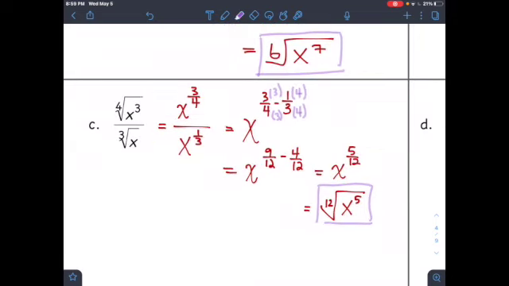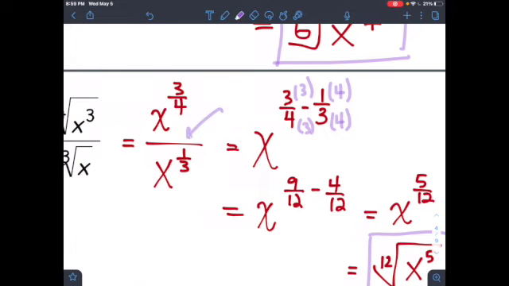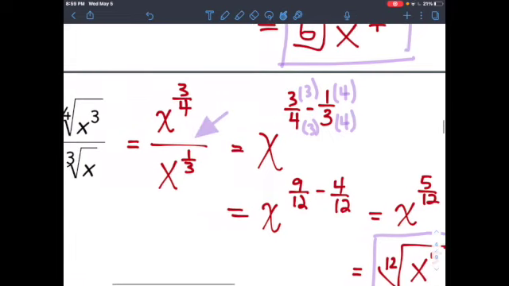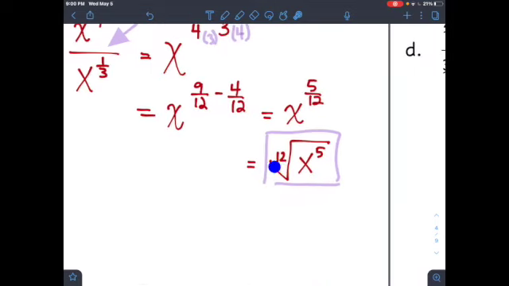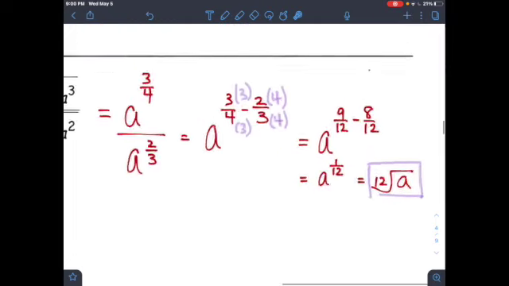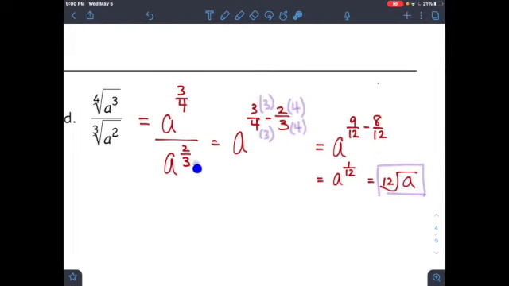C has a division sign. Because it's a division sign, I told you guys to pretend this is a big, huge minus sign. So I actually have x to the 3/4 and x to the 1/3. We subtract, and because we subtract, we still have to have a common denominator, and that is 9/12 minus 4/12, 5/12. The answer in radical form is the 12th root, index number 12, and then x to the 5th. Next one, a to the 3/4, a to the 2/3, with a minus sign. So therefore, I have a subtraction sign. And common denominator, 9 minus 8 is 1. To write it in radical form, the index number is 12.